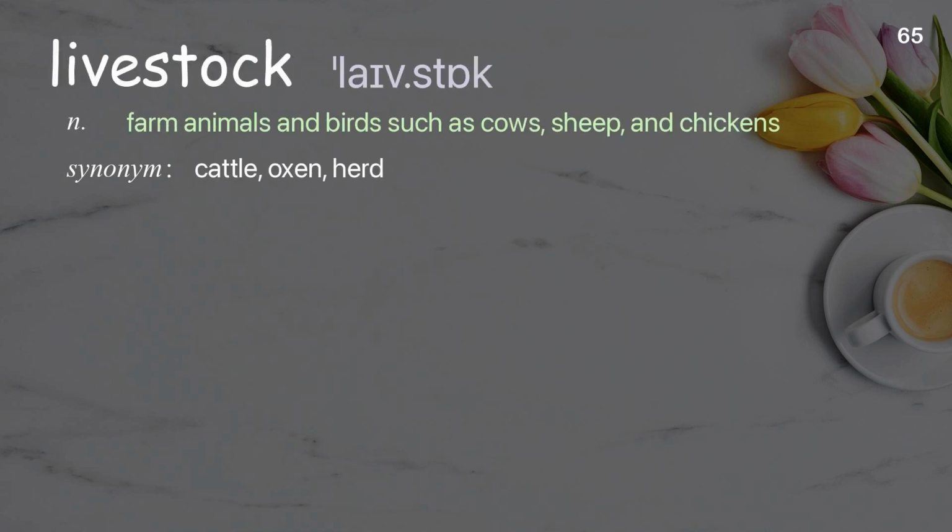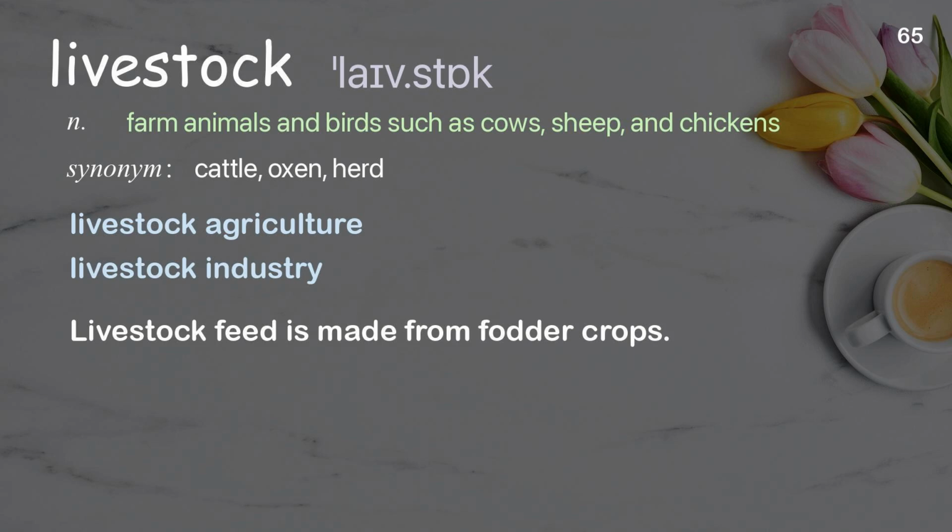Livestock: Farm animals and birds such as cows, sheep, and chickens. Examples: Livestock agriculture. Livestock industry. Livestock feed is made from fodder crops.